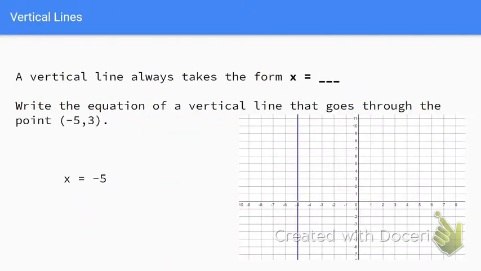We talked about vertical lines yesterday, but again, a vertical line always takes the form x equals a number. To write the equation of the vertical line that goes through the point (-5, 3), it would be x equals -5, and this is what it would look like on a graph. It would be a vertical line at x equals -5. So here's a more formal definition of vertical lines: always in the form x equals a number. Cool?